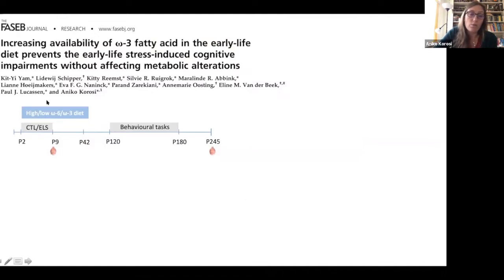So some years ago, we published a work where we wanted to test exactly this. How would an early dietary intervention, where we give a diet that increases the availability of omega-3 fatty acid by playing around with the ratio of omega-6 to omega-3 during the early life stress exposure and a little bit further to cover the full developmental period, act? Will it protect, or would it be able to modulate the lasting effects of early life adversity on cognitive functions and on the measures of brain plasticity that we observed?